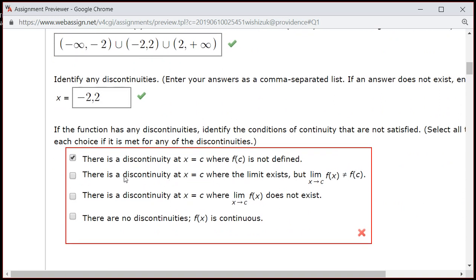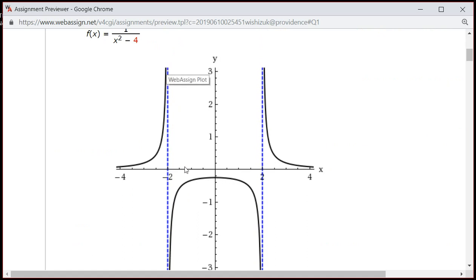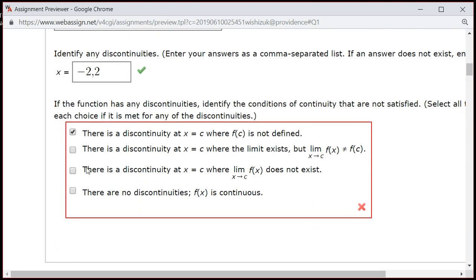There's a discontinuity at x equals c where the limit exists. Actually, the limit does not exist there. You can see that you have infinite limits, which means those limits do not exist. So there's a discontinuity at x equals c where the limit does not exist. This is actually the reason. There are no discontinuities? Actually, there is. So those are the 2 correct ones.